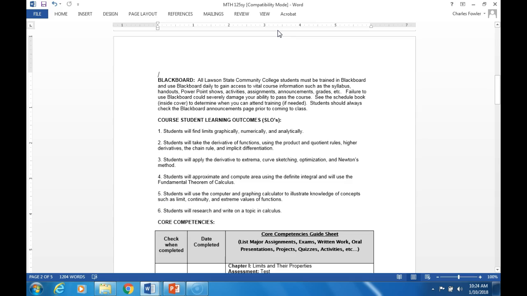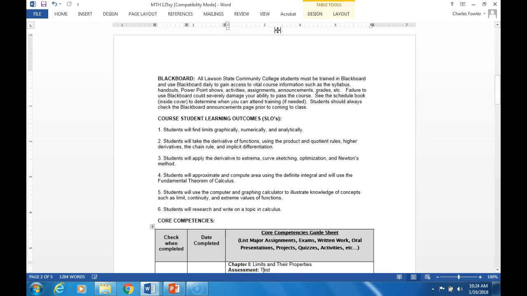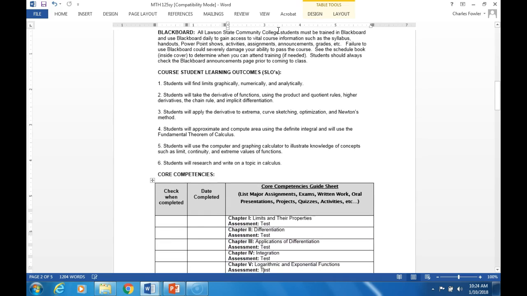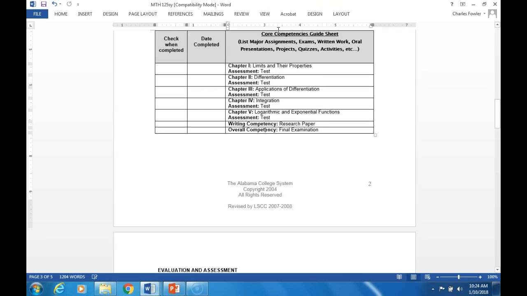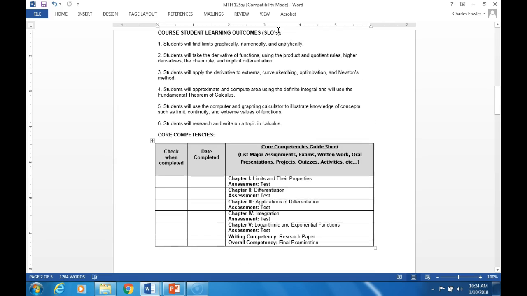Okay. So let's look at the course student learning outcomes, and we'll look at the course competencies at the same time. Actually, I've already done these for you when we went over the, I knew it was going to do that. Okay. Students will find the limits graphically, numerically, and analytically. Chapter 1. There it is there. Okay. Students will take the derivative of functions using product and quotient rules, higher derivatives, chain rule, implicit differentiation. Chapter 2. Students will apply the derivative to extrema, curve sketching, optimization, and Newton's method.